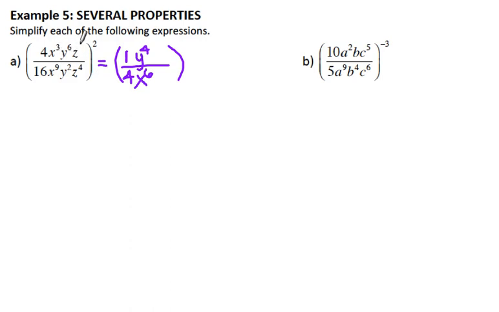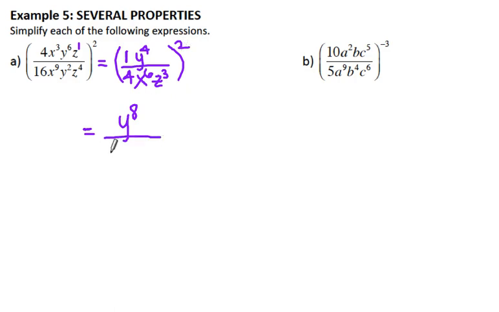And then the z has an exponent of 1, so I have z to the 1st over z to the 4th. That's going to reduce to z cubed in my denominator because I had more z's in the denominator. And I still want to square it because we have the square out here. Now I'm going to take each of these terms and raise it to the 2nd power. So 1 squared is just 1. Y to the 4th squared is going to be y to the 8th because I'm raising a power to a power, so I multiply my exponents.